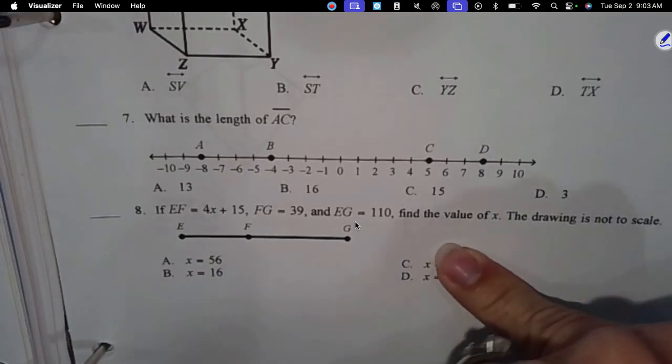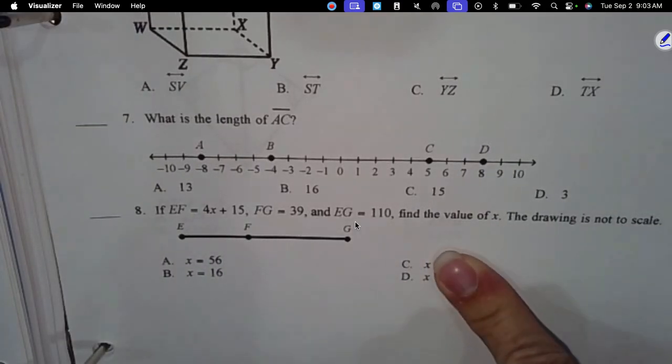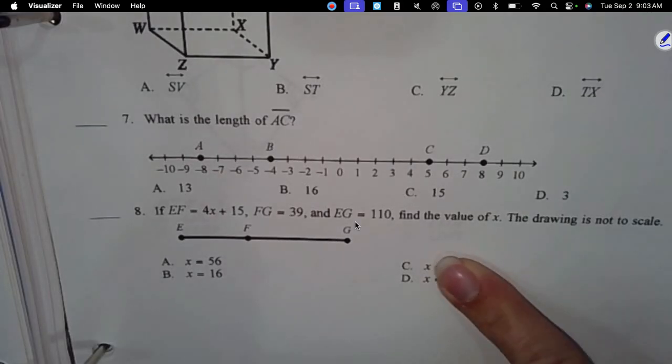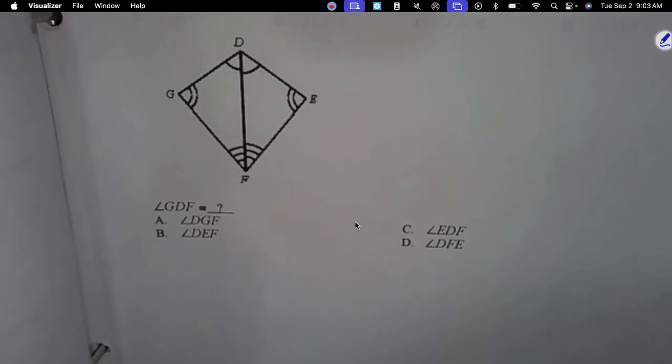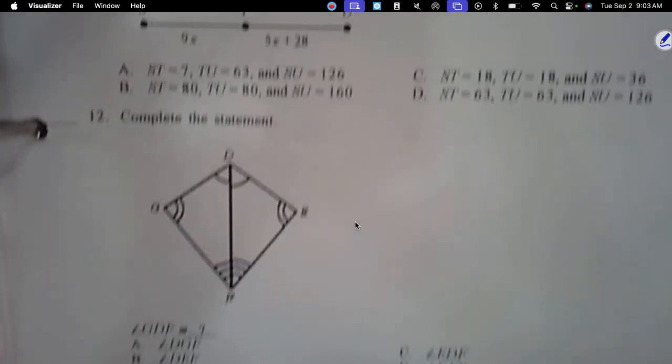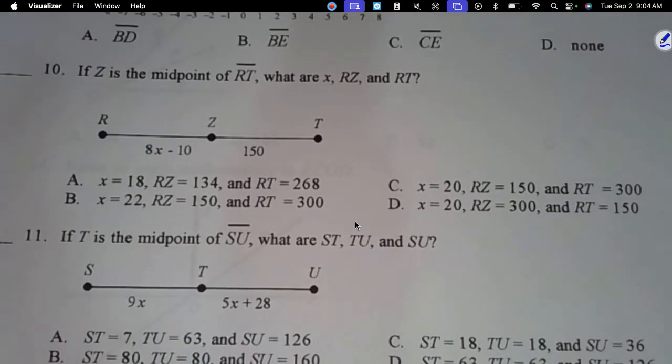Next up, let me see. What one does it look like? I'm thinking it's like number 10. I think we're like number 10. Yes, ma'am.